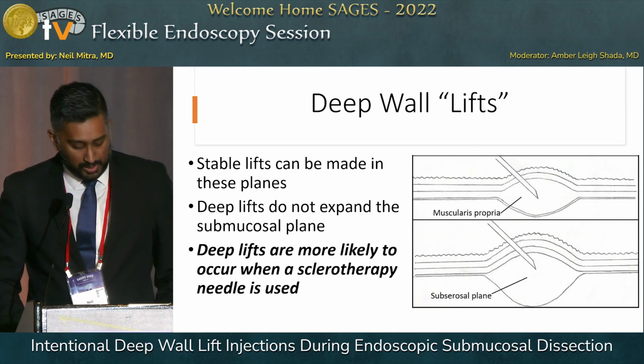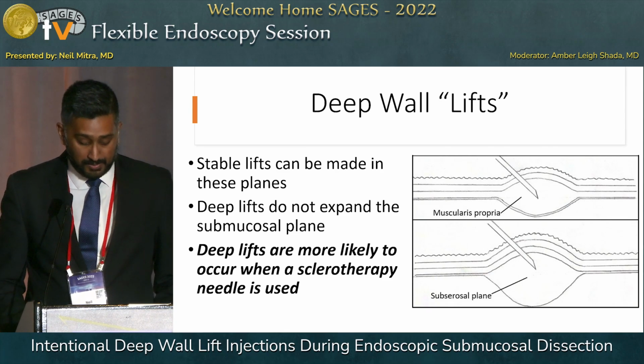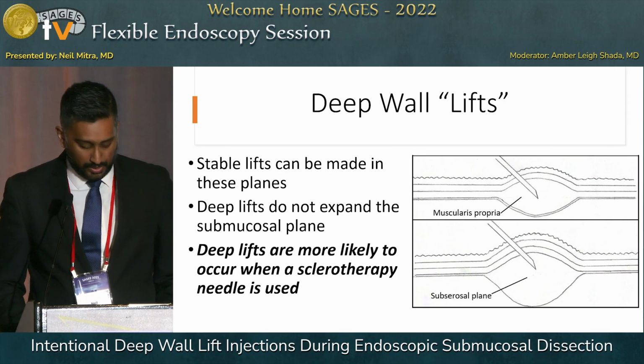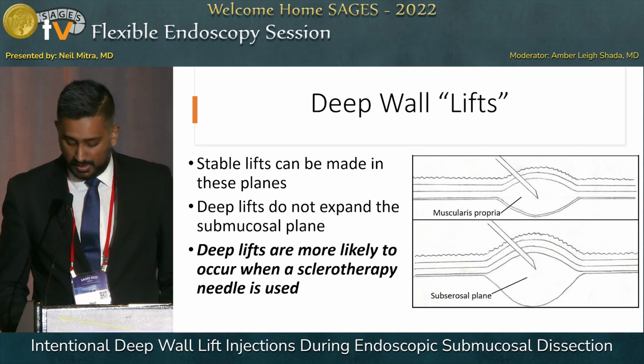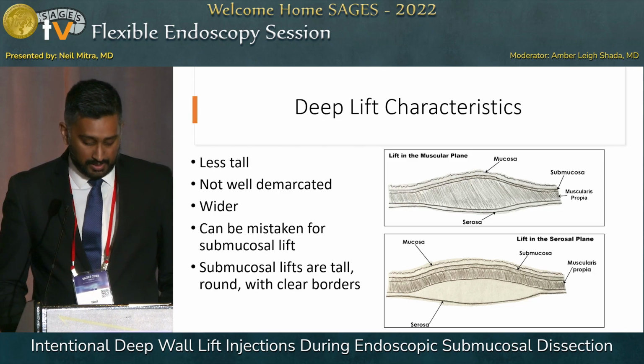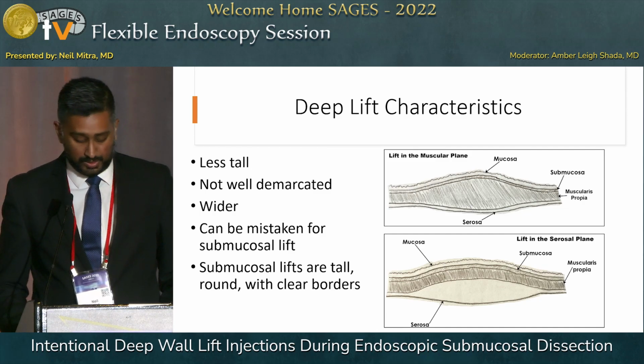With regards to deep wall lifts, stable deep lifts can be made and be confused with superficial submucosal lifts. If an ESD or an EMR is attempted with a deep lift, it can be very hard to find and stay in the intended submucosal plane. Deep lifts are more likely to occur if a sclerotherapy needle is used. Deep lifts tend to be less distinct. They're shorter and wider, in contrast to submucosal lifts, which tend to be tall, round, and very well circumscribed.